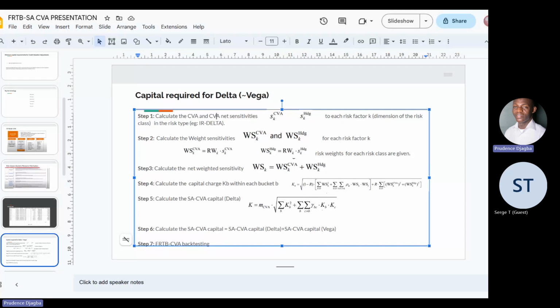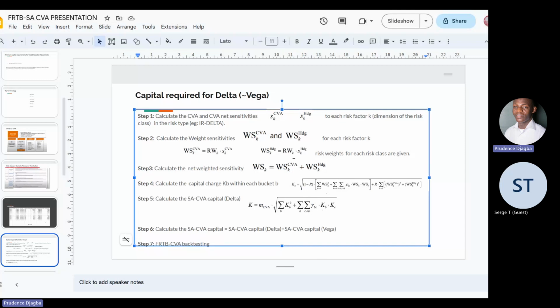And then afterward, we can take the summation of the CVA capital that we got for delta and the CVA capital that we got for vega. That will be our CVA FRTB standard process capital that we are evaluating.